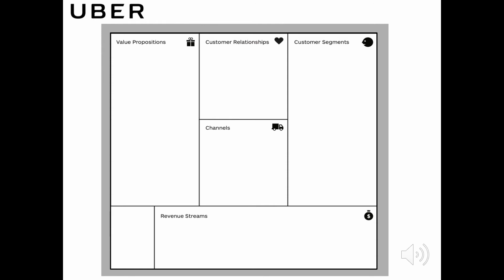So let's finish off with an example to pull this all together and see what it looks like once it's all completed. I'm using here the example of Uber, which operates in what we call a two-sided marketplace, which means that they act as an intermediary between two types of customers, in this case, drivers and passengers.